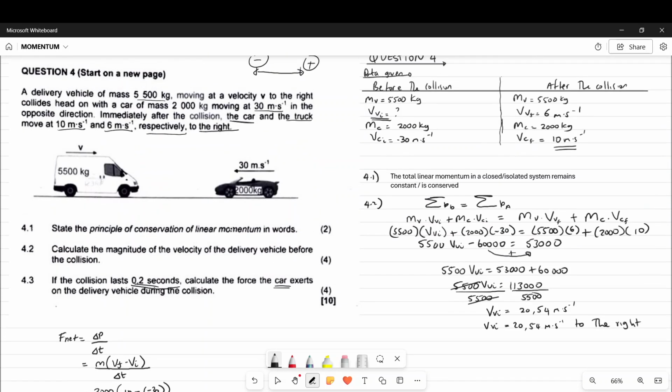So guys, this is how we will be answering questions based on momentum. Remember, the key point is always to analyze your information. That's the most important thing. And also direction. Direction is very, very important.